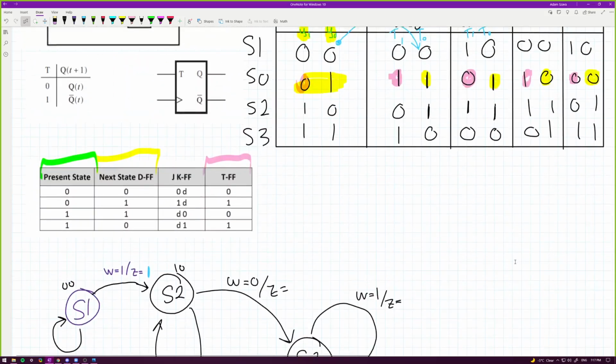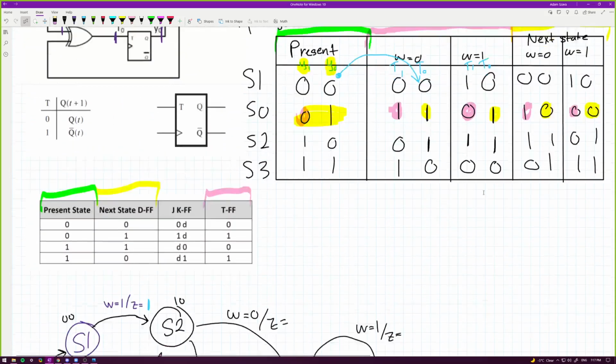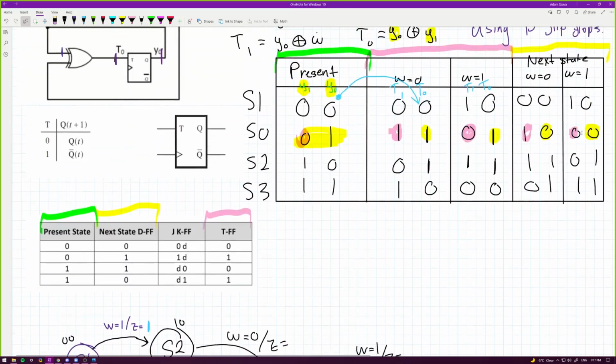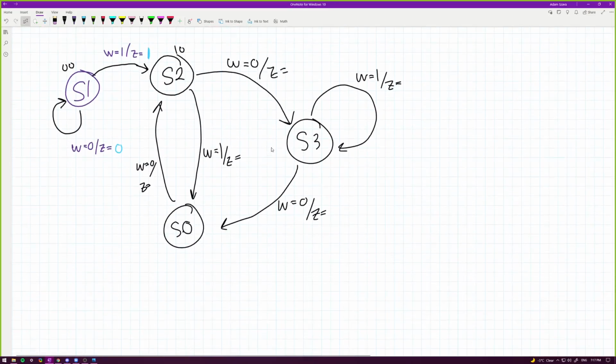Then if you're in S0 and your input is 1, you're going to have 0, 0 as your next state, which is S1. So S1 is over here. Of course my diagram is going to get all screwed up now. So W equals 0, Z equals that. W equals 1, Z equals that.